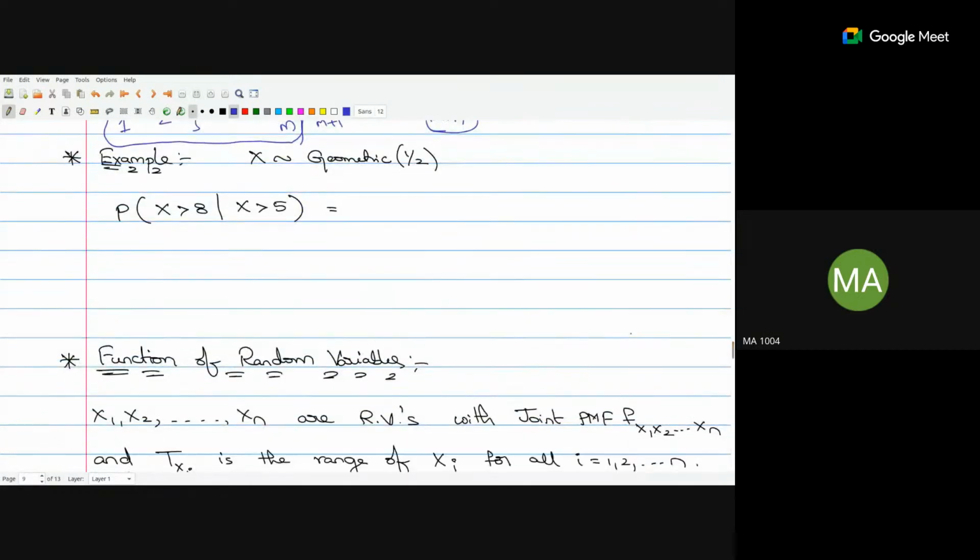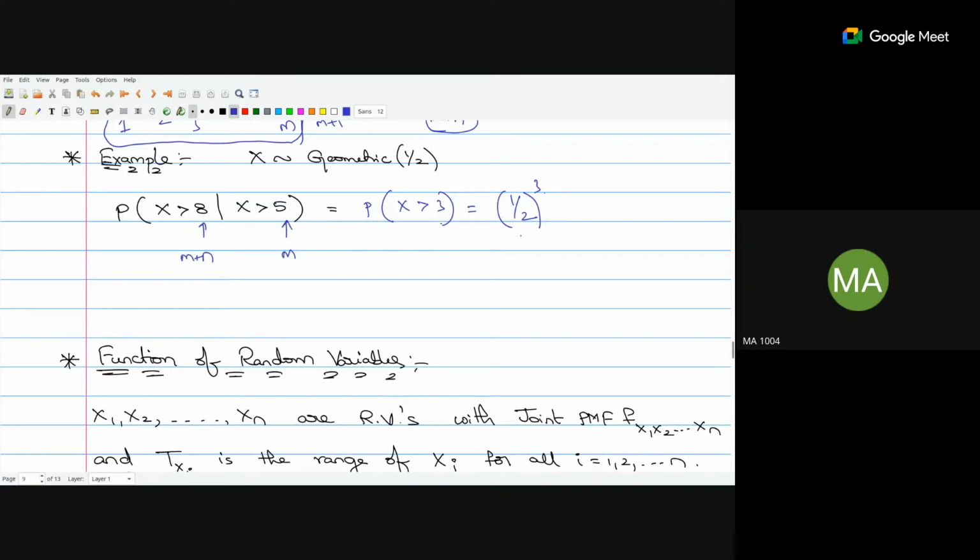So this is one example I have. If x follows geometric half, what is the probability that x greater than 8 given x greater than 5? So it would be x greater than 3. This is simply x greater than 3. So 8 you write it as m plus n. So this 5 is m, and once 5 is m, n will be 3. That will be equal to probability that x greater than 3. So this is something like half power 3.